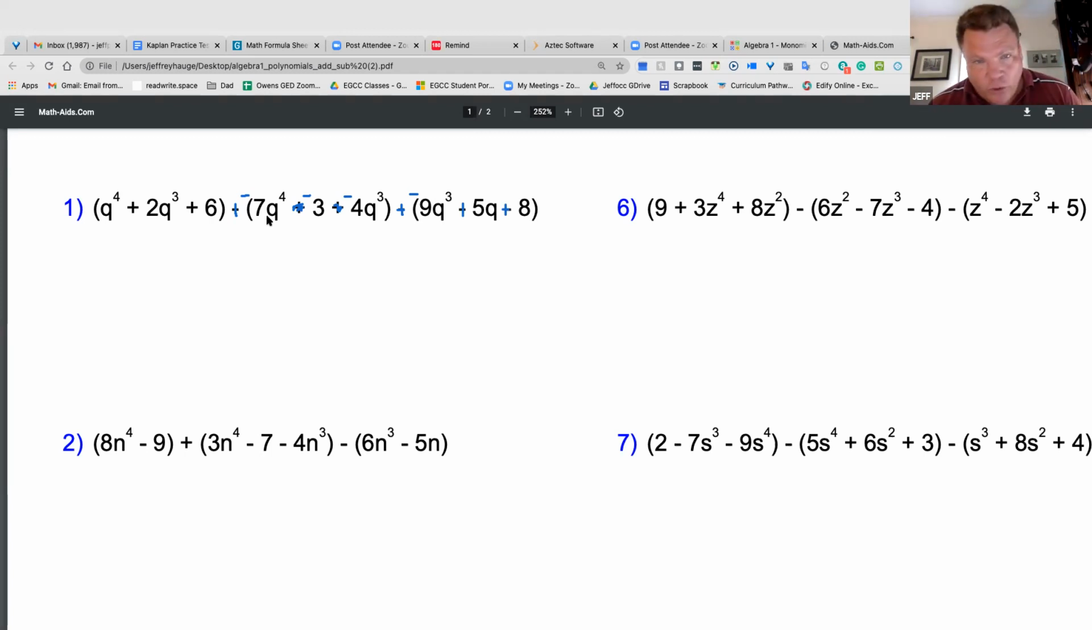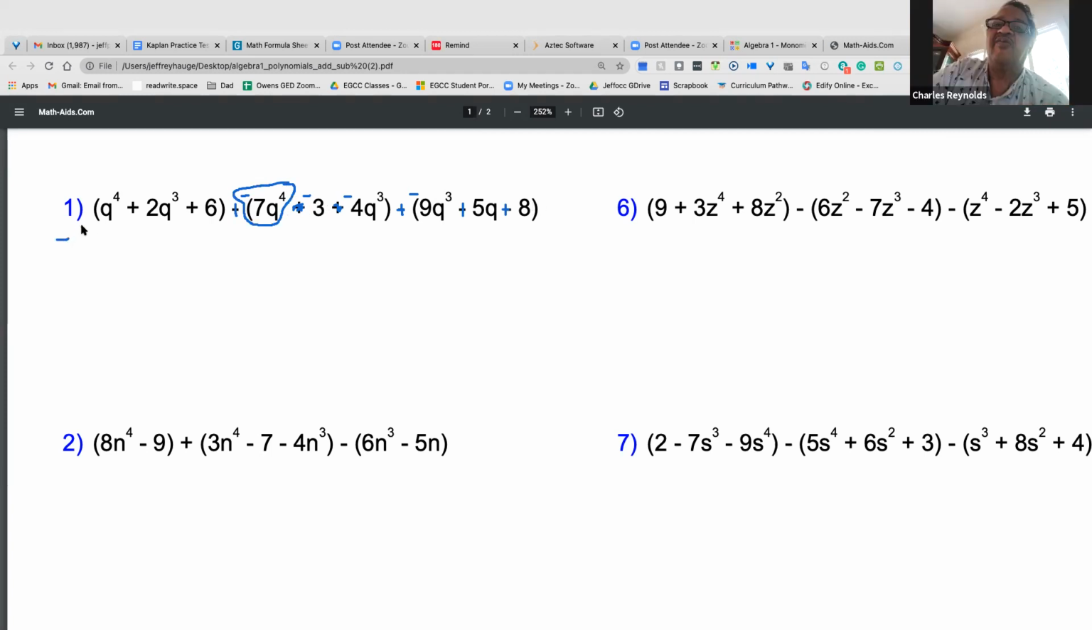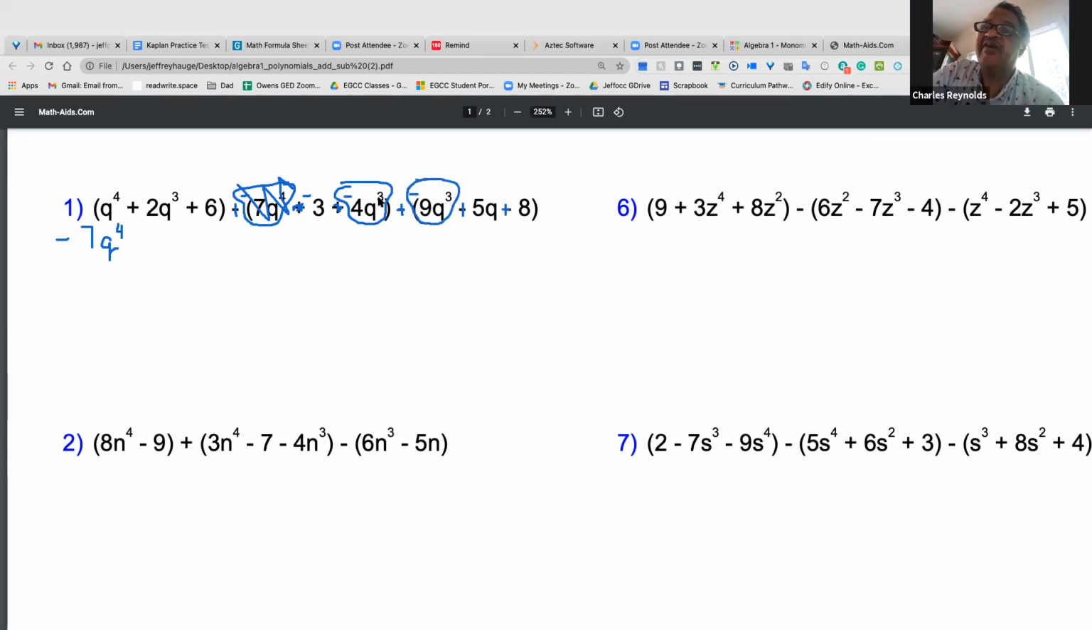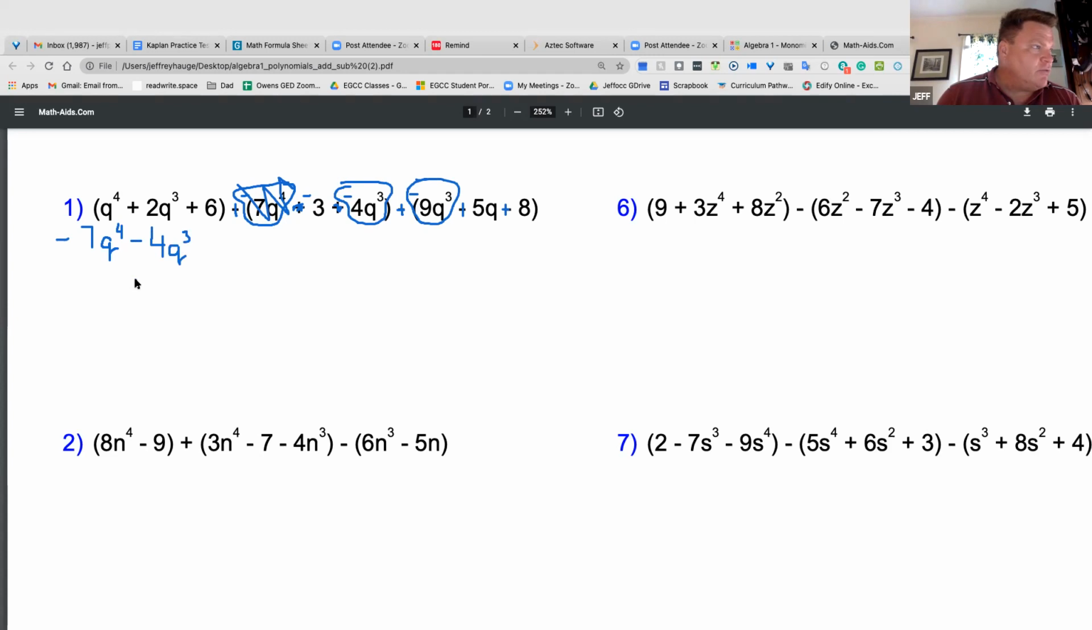So we page all the Q4 family. Is there another Q4 family? No, we're good. Minus 7 Q4. That one is done. Now we're looking for the Q3 family. We got negative 4 Q3 and negative 9 Q3, but that's a big family. So we slide them under here, negative 4 Q3 and negative 9 Q3. Now we look for the number only family.